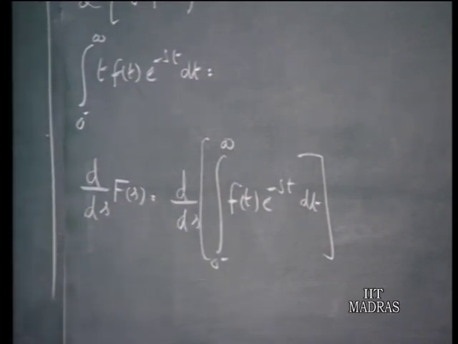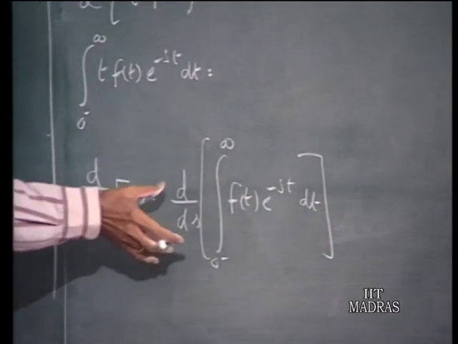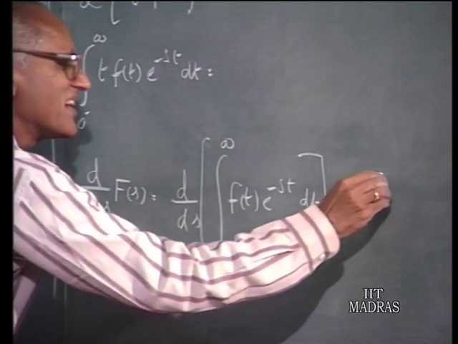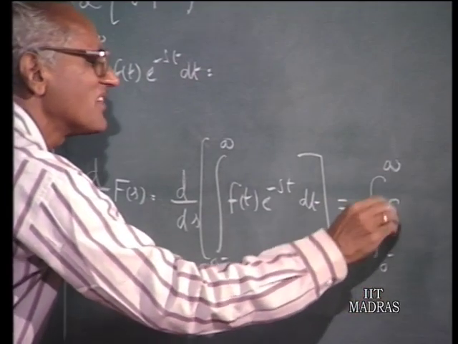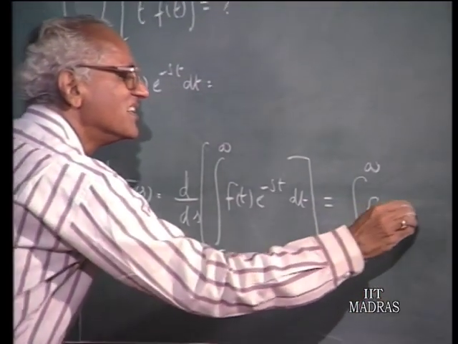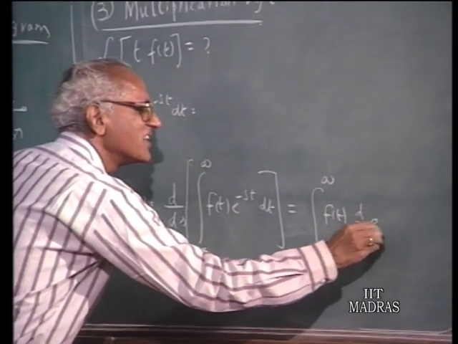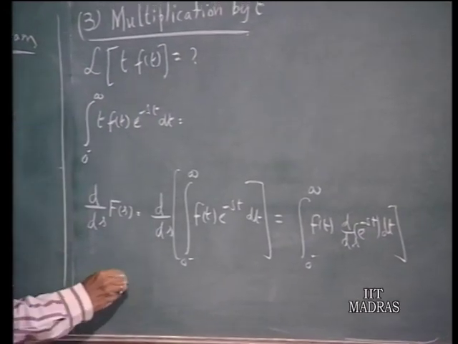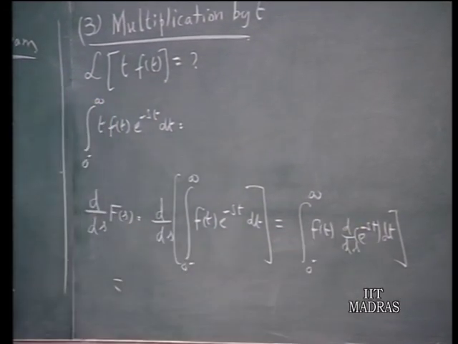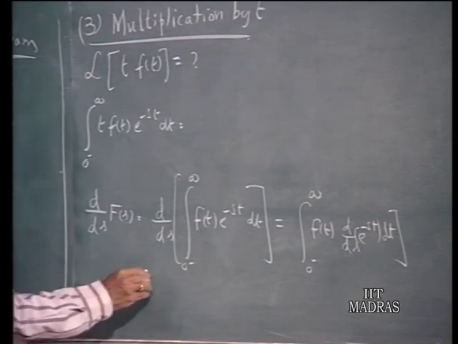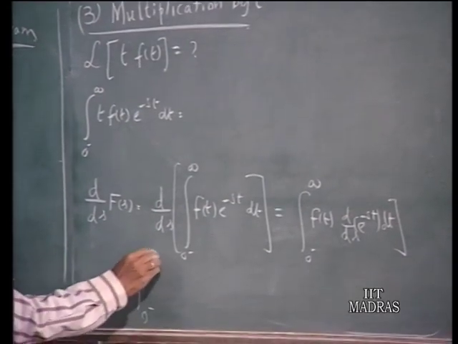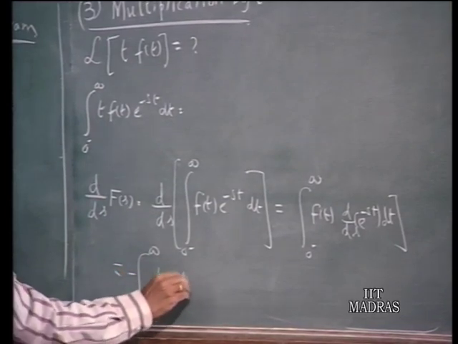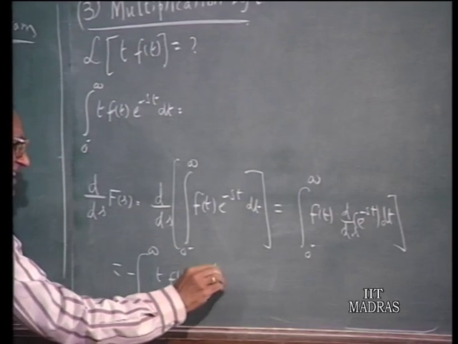The integration is with reference to t, and we are taking the derivative with reference to another variable. So, we can introduce this inside the integration sign, and this can be written as the integral from 0 minus to infinity of f(t) d by ds of e to the power of minus st dt. And when you take the derivative of this with reference to s, you get a minus t outside. So, the integral from 0 minus to infinity of, I will put a minus sign because of that, t f(t) e to the power of minus st dt.